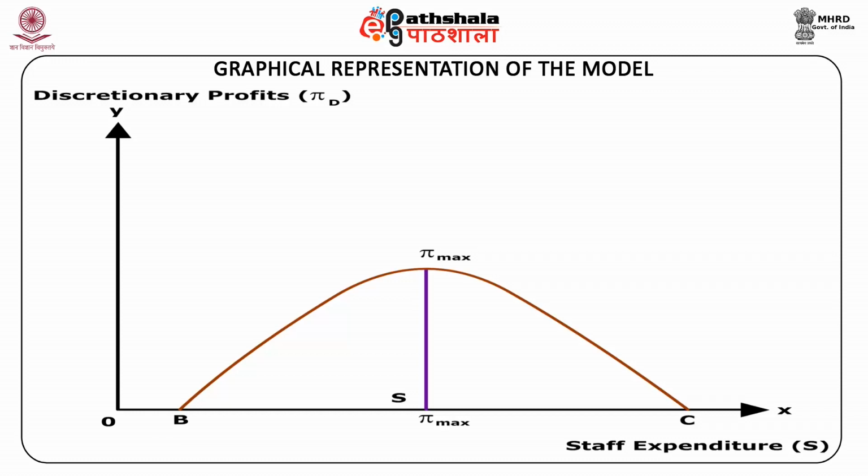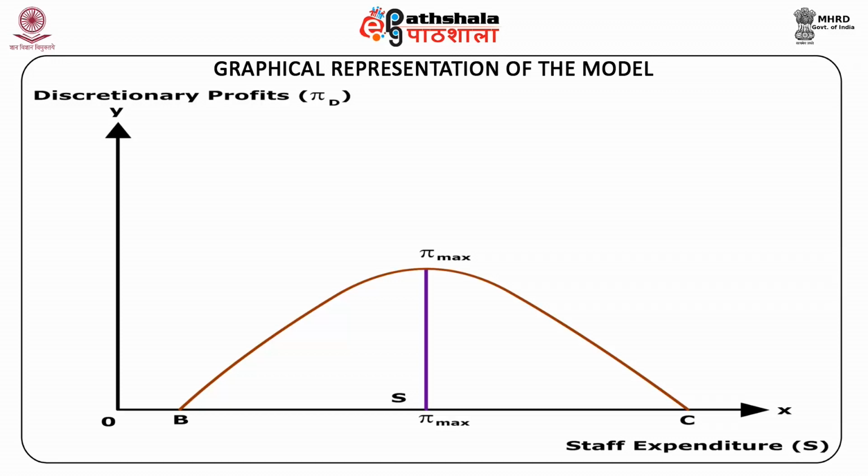The figure shows that initially the profit curve increases with increase in staff expenditure, and discretionary profit reaches the maximum at point pi maximum and then starts falling along with rising staff expenditure and falling discretionary profit. Thus, profit is maximum only when staff expenditure reaches point S, and at this point, discretionary profit also reaches maximum. But profit starts falling beyond point S due to further rising staff expenditure due to rising output. Beyond point S, discretionary profit also falls due to falling profit.